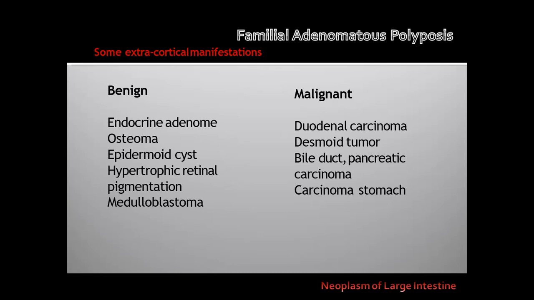The malignant tumors that can occur along with the adenomatous polyposis are duodenal carcinoma, desmoid tumors, bile duct and pancreatic carcinomas, and carcinoma of the stomach. So if we diagnose familial adenomatous polyposis, we have to think of the malignant as well as the benign tumors in other parts of the body. So we have to diagnose by doing proper investigations.